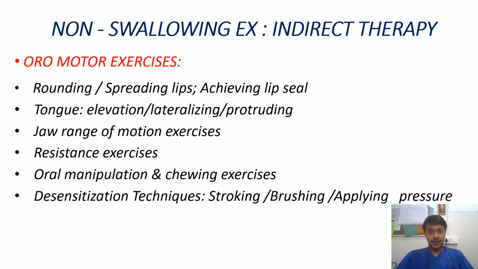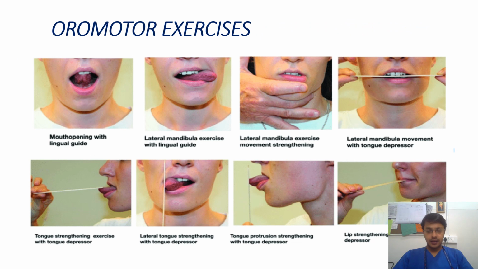Coming to non-swallowing exercises, which are also called indirect therapy. These are various oromotor exercises, that is, rounding or spreading of the lips, achieving an adequate lip seal, movements of the tongue, elevation, lateralization, protrusion, exercises of the jaw, resistance exercises, or various desensitization techniques like stroking, brushing, or applying pressure. These are examples of various oromotor exercises.